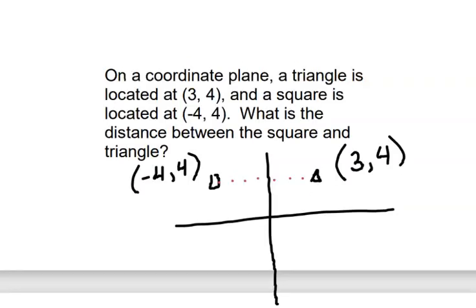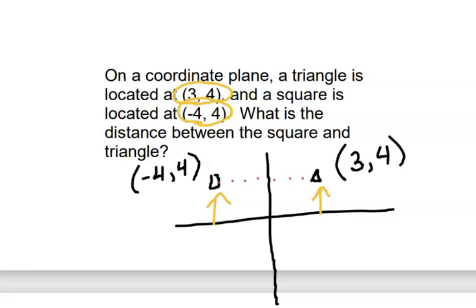On a coordinate plane, a triangle is located at the ordered pair 3, 4, and a square is located at -4, 4. What is the distance between the square and the triangle? So I drew a makeshift coordinate plane, and I plotted the triangle here at a +3 over 3, up 4, and then the square at -4, so we have to go left first and then up 4.